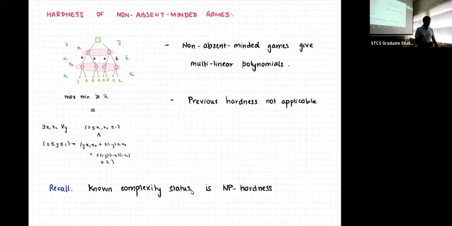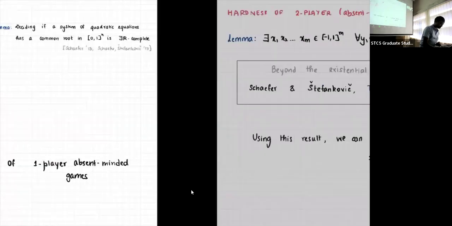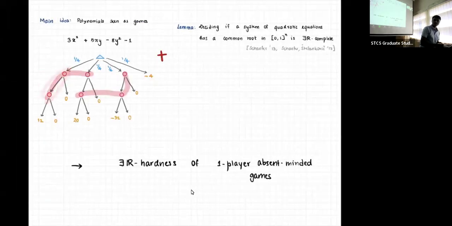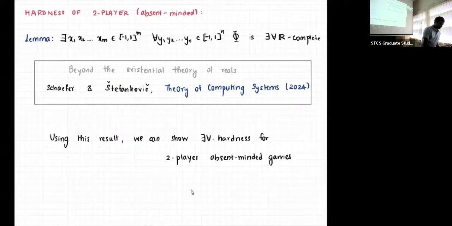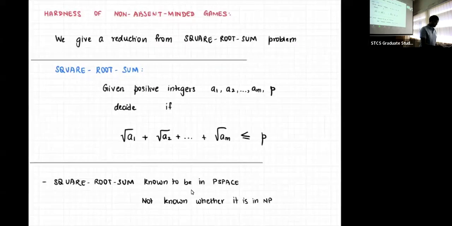Yes. So lastly, what about the non-absent-minded case? So here you see, whenever we do a reduction from the polynomial, you need that absent-mindedness. You need this kind of thing. Okay, otherwise you cannot get x squared. Whereas in the non-absent-minded case, the polynomials that you get will be multilinear polynomials. No x will repeat again. Okay. And here it was known to be NP hard, and we showed square root sum hard.